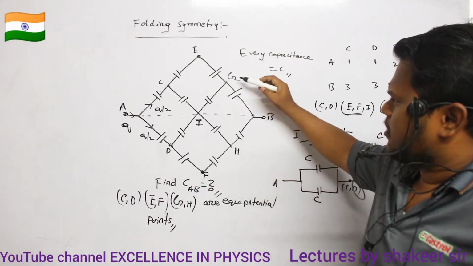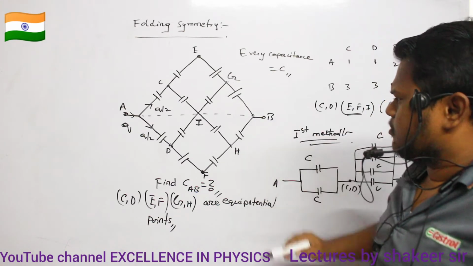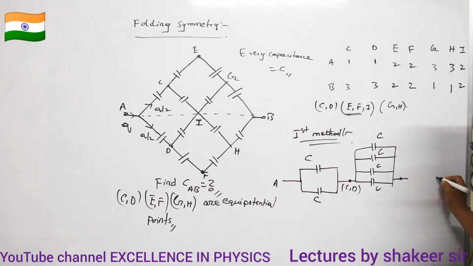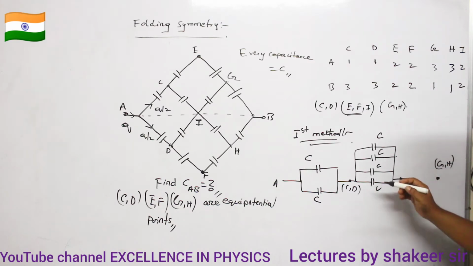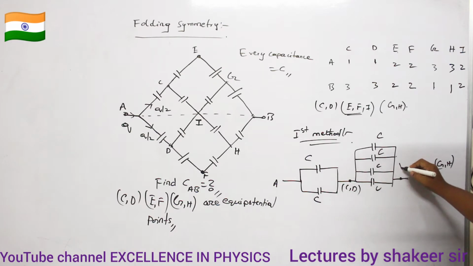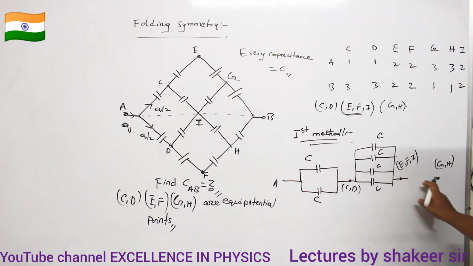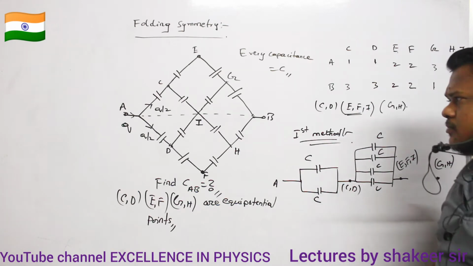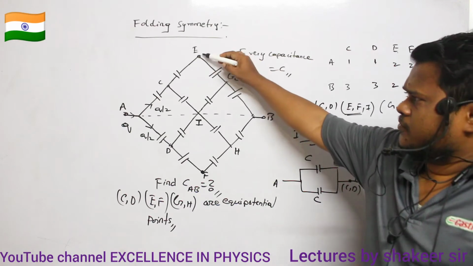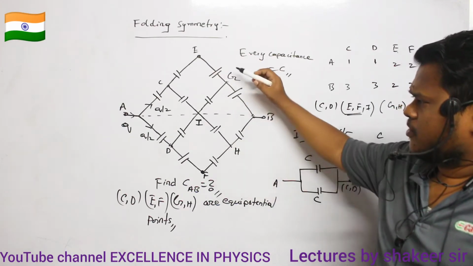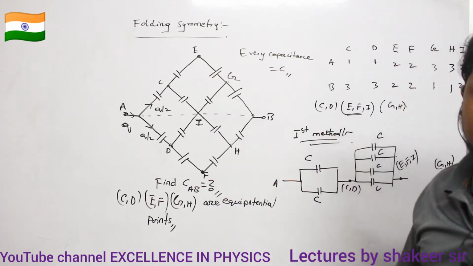Next I will reach to which point? I will reach to G comma H. Okay? So next my destination is G comma H. In traveling from these points, E comma F comma I, from here to G and H, can you say how many capacitors are there? From E, I and F points, I want to reach to G comma H. How many capacitors are there?